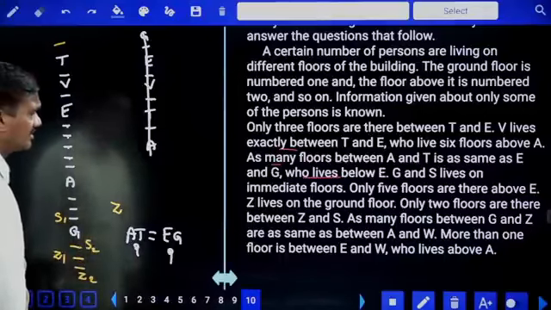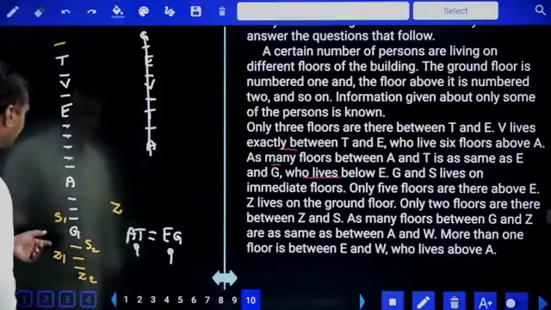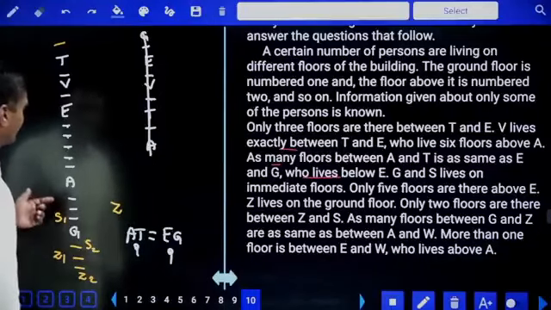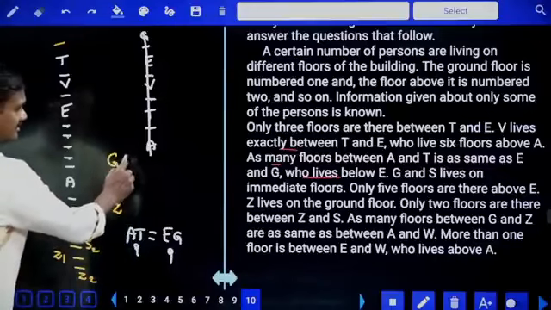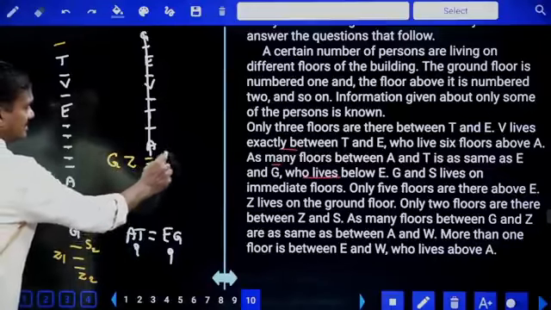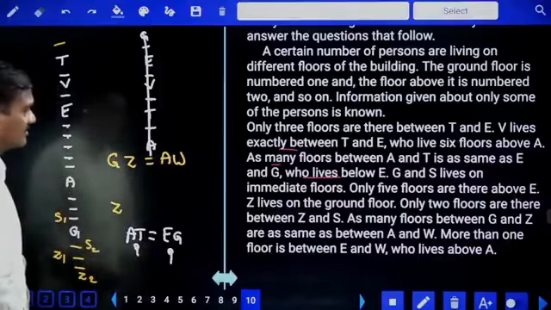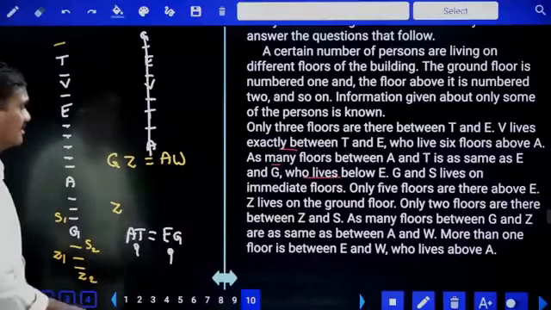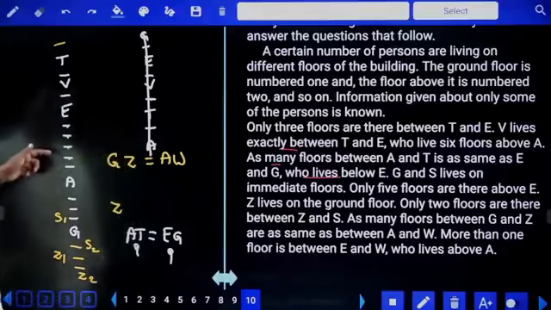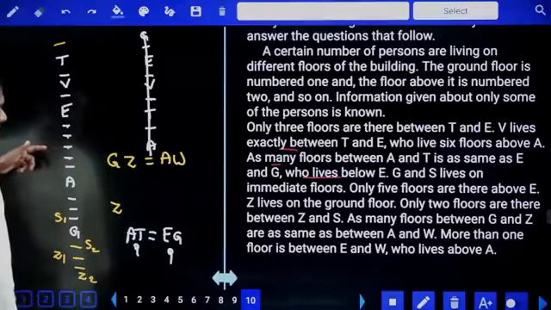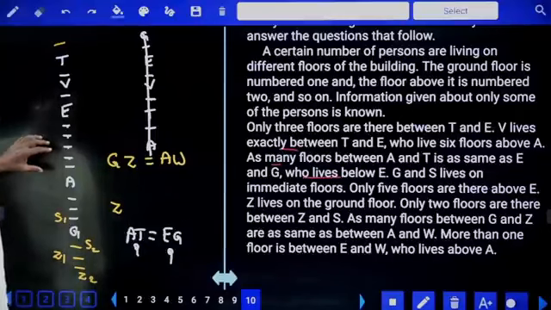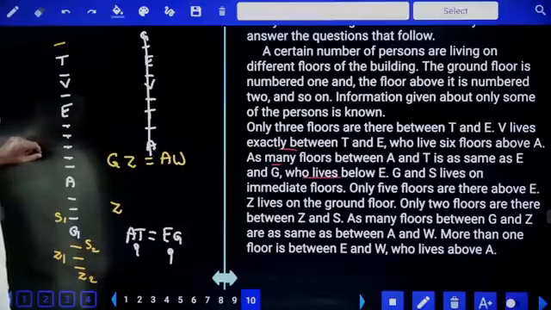As many floors between G and Z, same as between A and W. G ki Z ki మధ్యలో ఎన్ని అయితే ఉన్నాయో A ki W. Number of floors between G and Z is same as A and W. A and W, A ఇక్కడ ఉంది. And more than one floor is between E and W. W who lives above A. E ki W మధ్యలో. Isn't it? Same as A and W, G and Z equals to A and W.